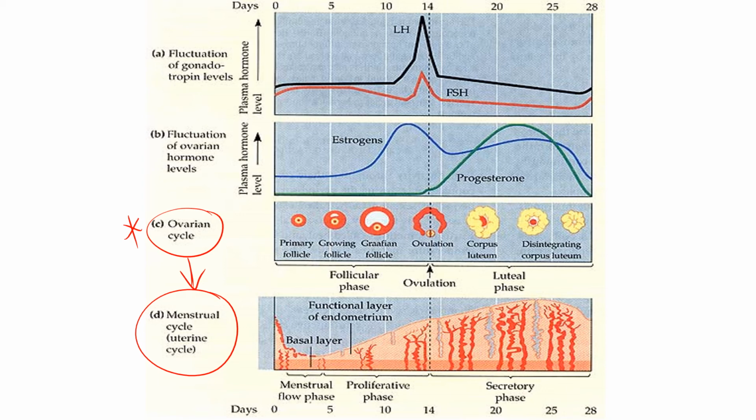So let's start with the beginning of the menstrual phase. They're looking at day 0 here. That's the beginning of our cycle. And just notice the lining of the endometrium is being sloughed during that menstrual phase, days approximately 0 to 5.